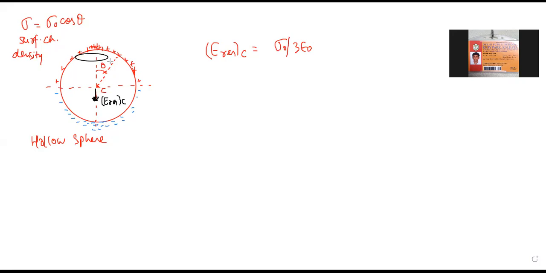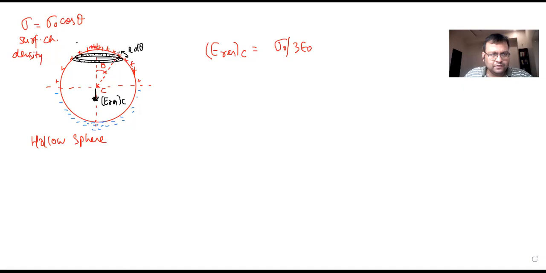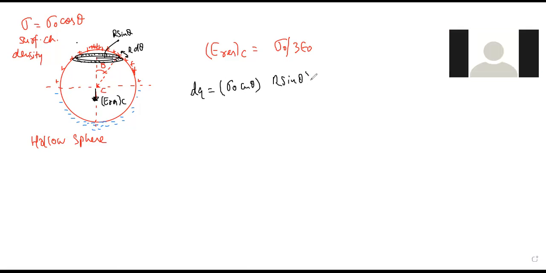Differential ring at an angle theta. If I take a differential ring, then the electric field due to this ring will be downwards, right? For this differential ring, the radius of the ring will be r sin theta, and the width of this ring can be written as r d theta. And so I can write the charge on that ring as dq equals sigma naught cos theta into r sin theta into r d theta.